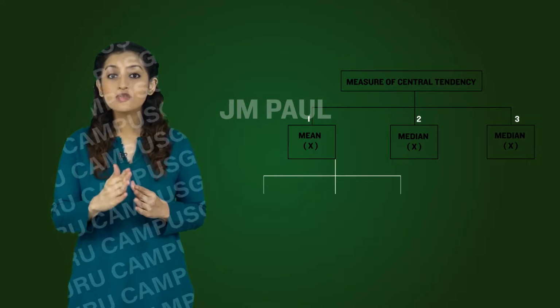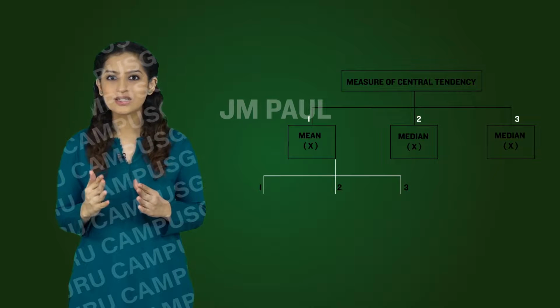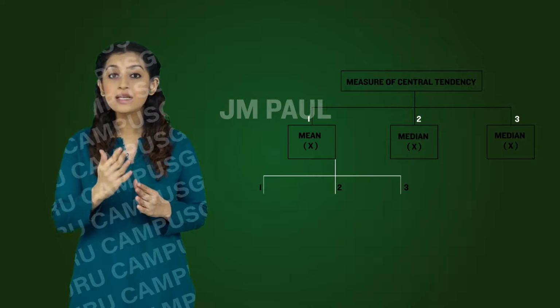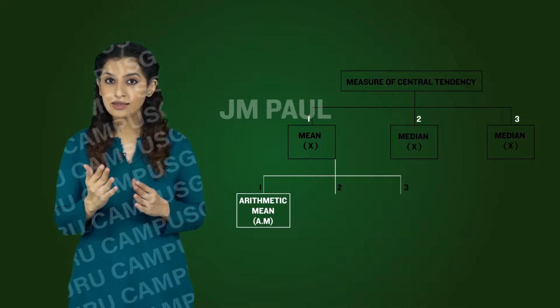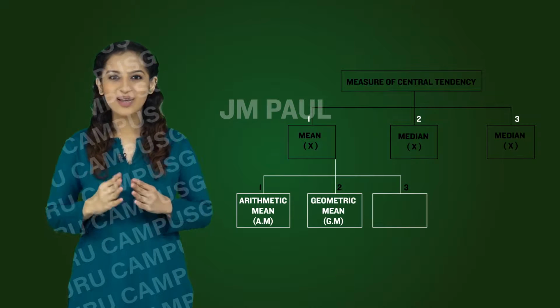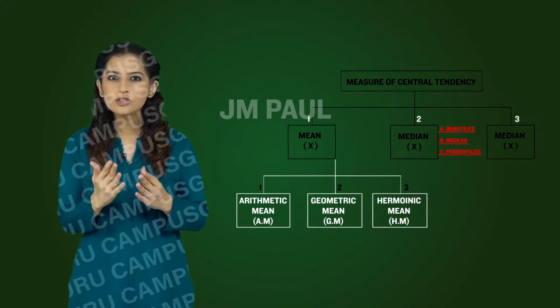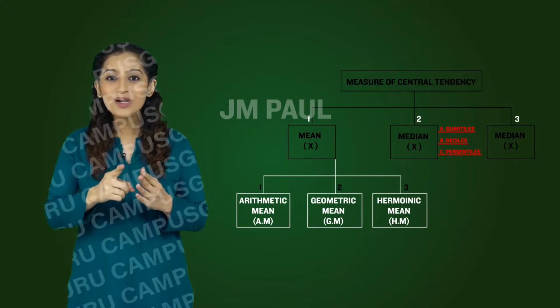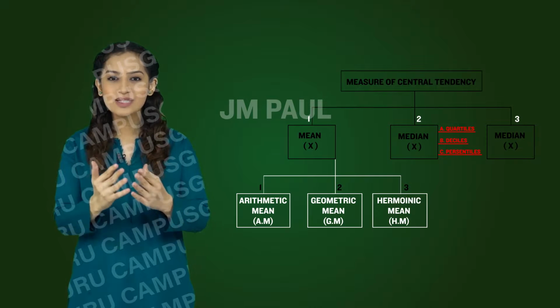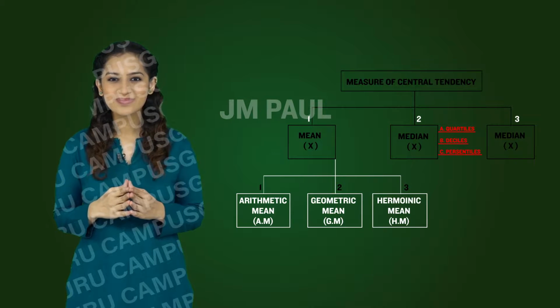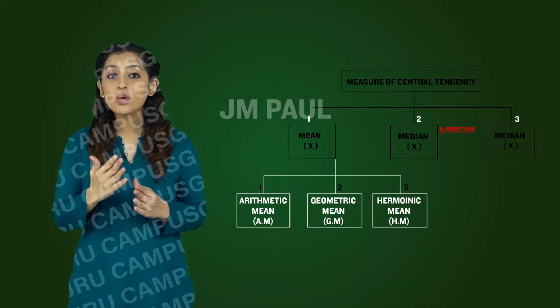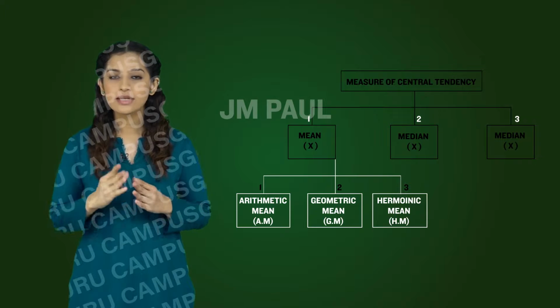Now, mean is further divided into 3 categories. The most commonly used one, the arithmetic mean, and then the geometric and the harmonic mean. Other than that, there are some measures quite similar to median, but luckily, you're going to learn about them at a higher level, so we'll skip some. You're welcome. At this level, we'll only stick to these measures of central tendency.